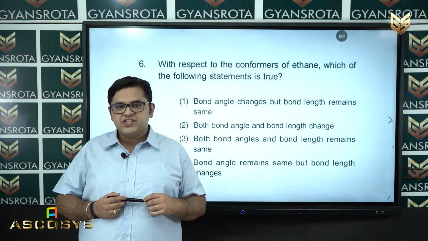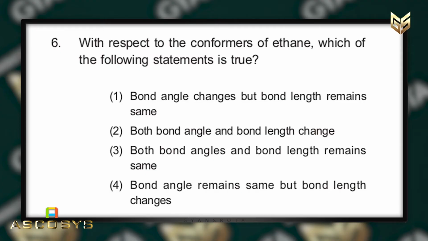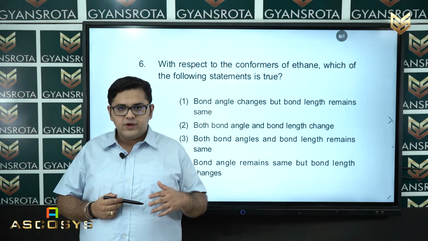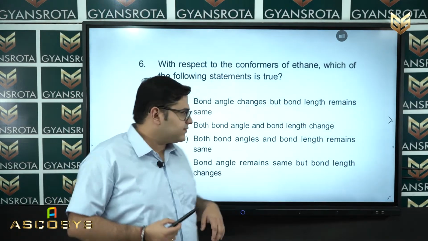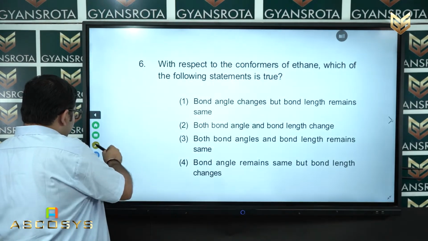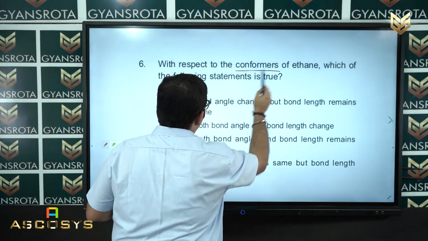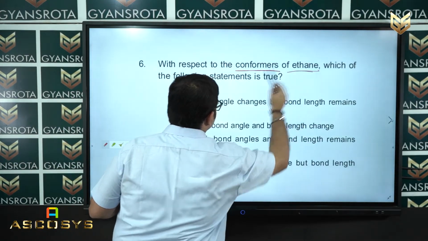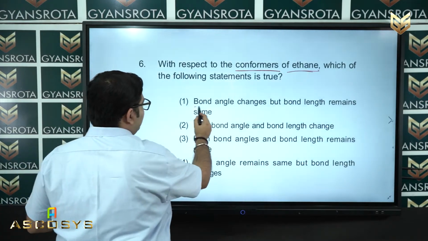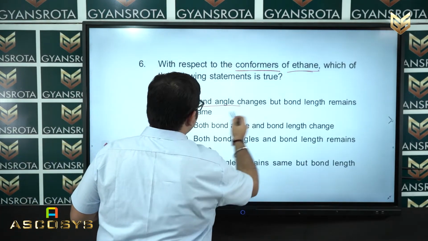Question number 6 is on your screen. With respect to the conformers of ethane, which of the following statements is true? So, now we are moving to the solution part. If you see, they are saying conformers of your ethane molecule. Okay. So, here, bond angle changes but bond length is the same.